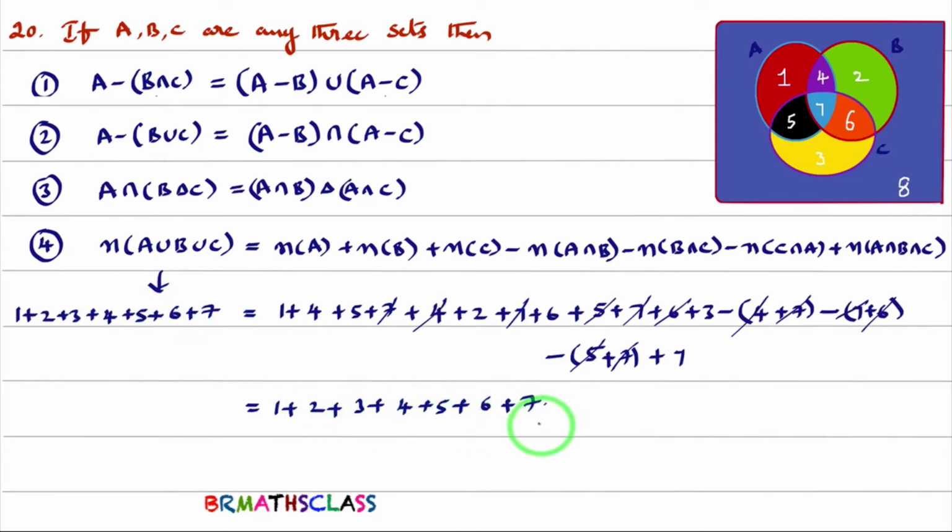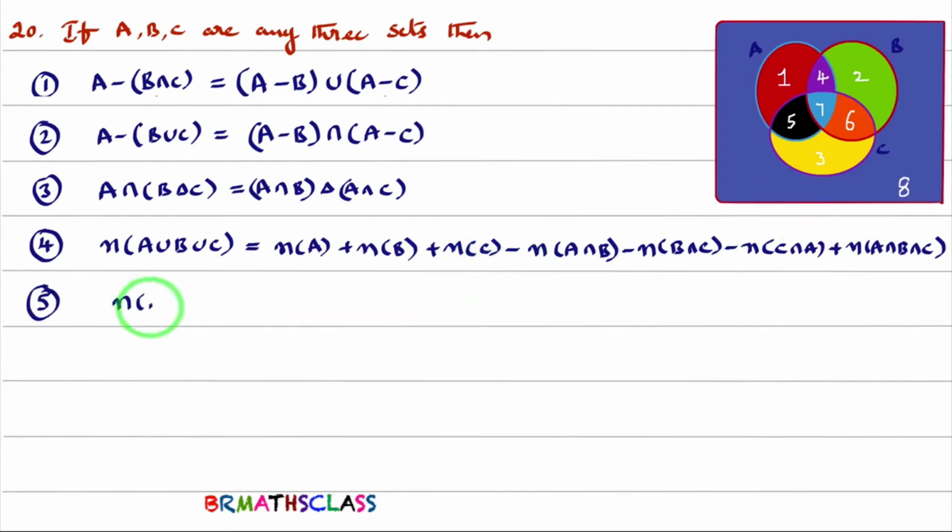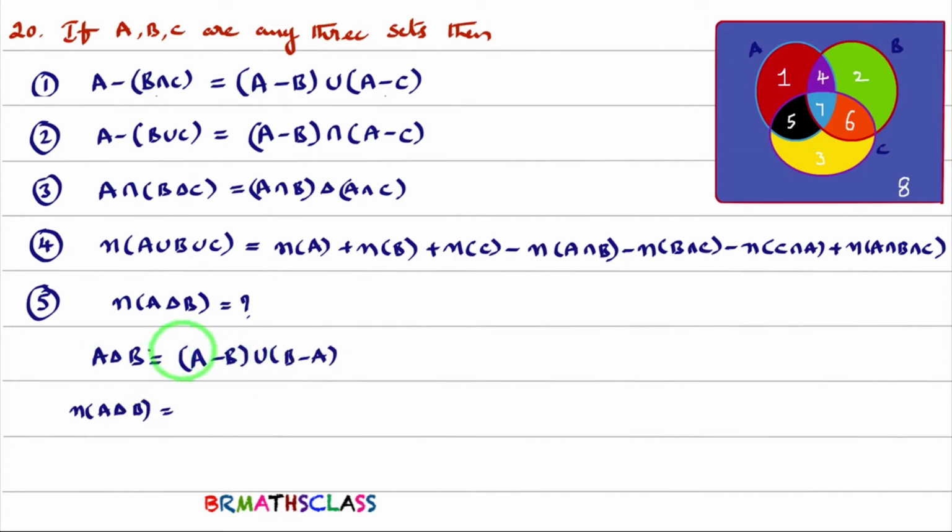So I am trying to explain this result with the help of a Venn diagram. Number of elements in A delta B. How many elements will be present in the symmetric difference between two sets? So I'll try to prove this result. We know that A delta B. What is the formula for A delta B? A delta B can be written as A minus B union B minus A, correct? As these two sets are equal, number of elements in A delta B is the same as number of elements in A minus B union B minus A.